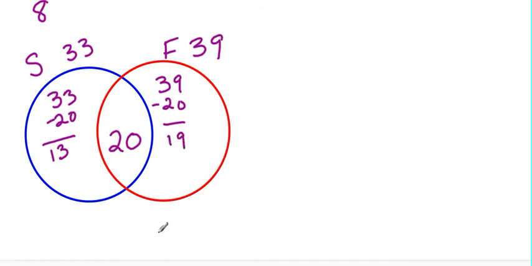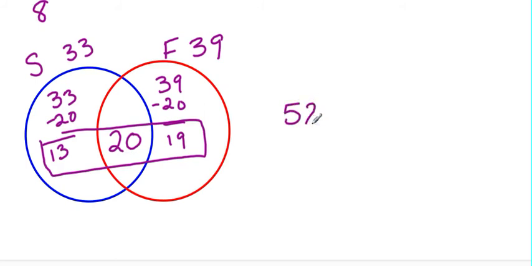What's the probability? Our total number of students is going to be 52. 13 plus 20 plus 19. And Spanish only is 13. 13 over 52 is equal to 1 over 4, or 25%.